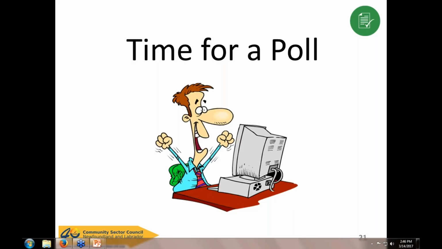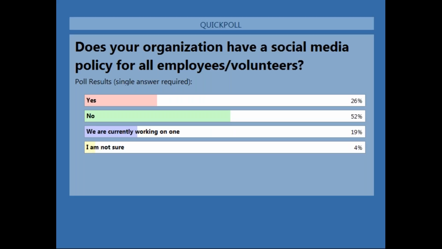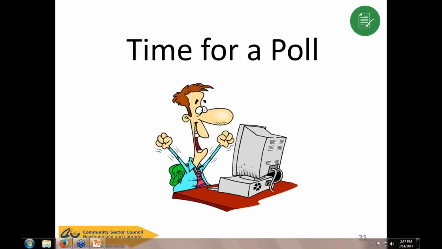Okay, so we're going to go ahead and show the results now. As you can see, 26% are saying that yes, their organization does have a policy, 52% are saying no, and 19% are saying we're currently working on one. So that's great. And 4% are saying they're not sure. Okay, so that's really interesting. So we'll keep going now with the presentation.